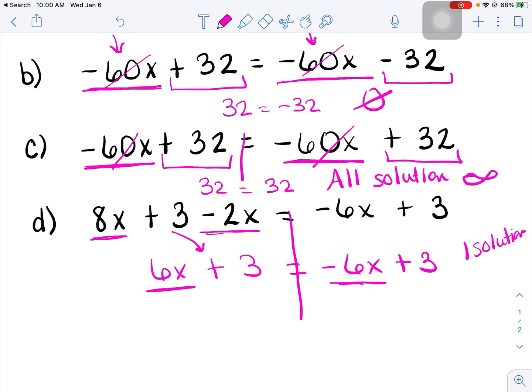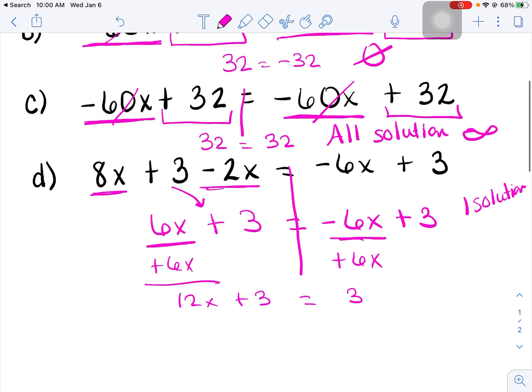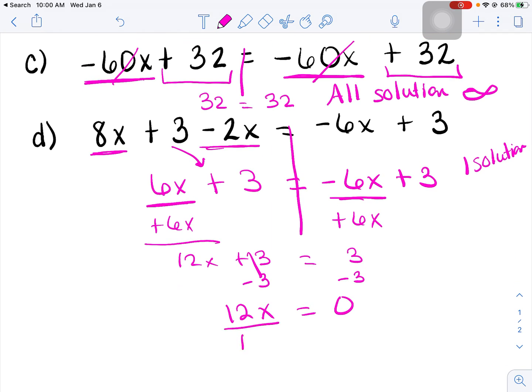Now, anytime you're not really sure after you use these little tips, double check. So if I add 6x to move him over, add 6x, I end up with 12x, bring down my 3, equals 3. Then I'm going to move over my 3, minus 3, minus 3. I end up with 12x here is equal to 0. Then I divide by my coefficient, divide by my coefficient. I get x equals, anytime I have 0 divided by something, it's 0. So there's my one solution.